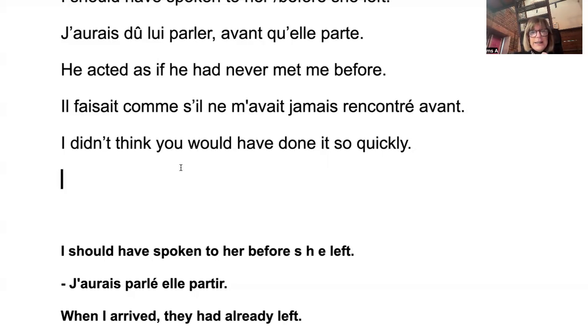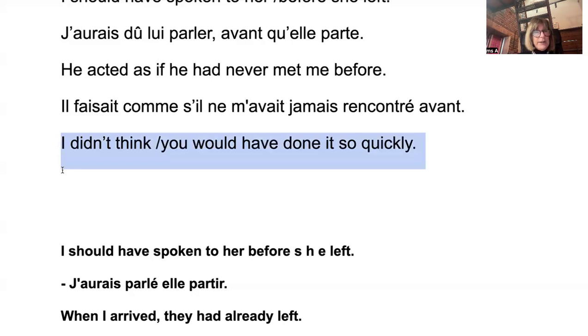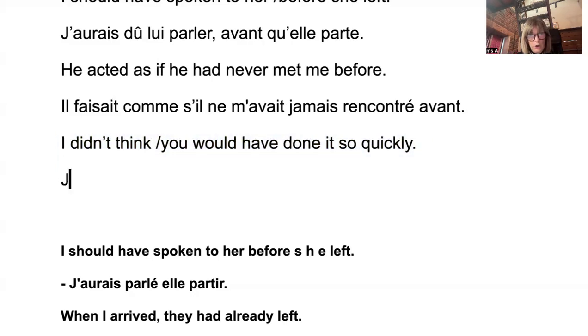Okay, so I didn't think you would have done it so quickly. Okay, so I didn't think. And then we have the second clause, second sentence. No, I don't want to be corrected. So I didn't think. Je, and the negation is ne pas. That's the most normal. So it's ne and then the verb je ne pense pas. No, it's not pense. Did not think. Did think is the simple past. So it's penser. Is that correct? Je ne pensais pas. Yes.